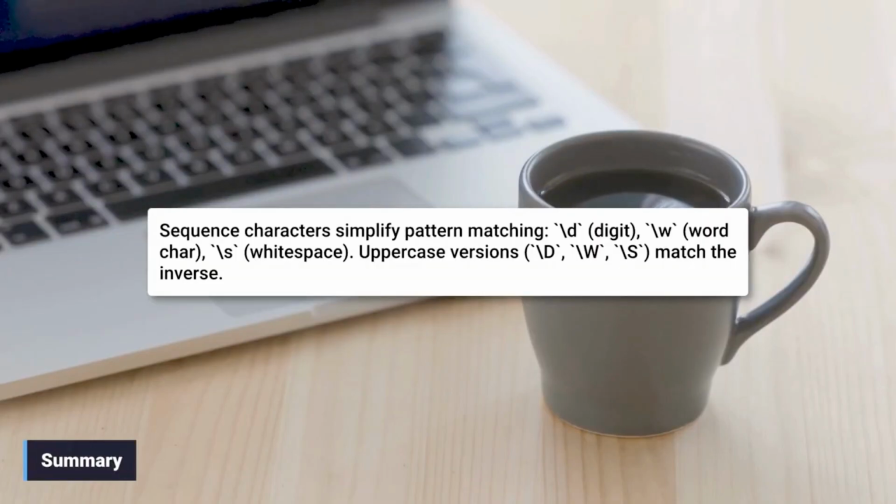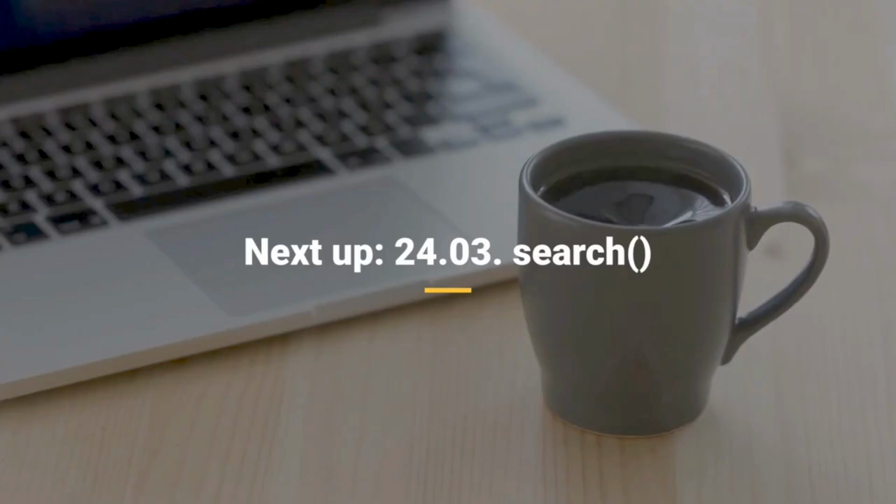To summarize, these sequence characters are your basic vocabulary for regex. Now that we know how to define simple patterns, let's learn the primary function used to test those patterns, the re.search function. We will use re.search to find the very first instance of a pattern within a string and understand the match object that it returns. Join me in lecture 24.03, Search. See you there.